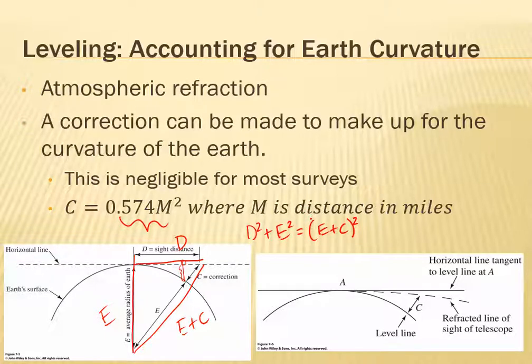Okay, so we can actually make this a little bit of math. And we would have that D squared plus E squared is equal to E squared plus 2EC plus C squared. But this last term, we're going to make it go away because, when you're leveling, the maximum sight distance is probably only a few hundred feet and no more than a few miles. So for such distances, this value of C, which is that correction, is going to be so tiny that when you square it, it's really going to kind of go away. So let's make that go away.